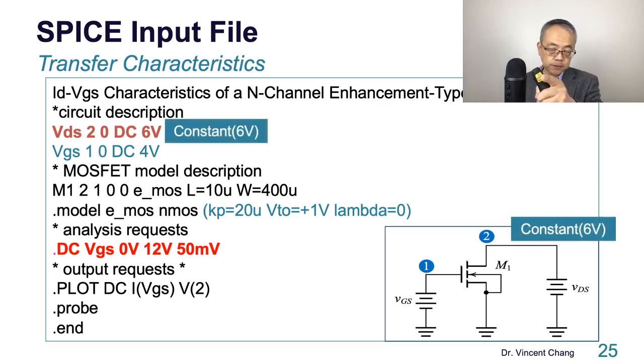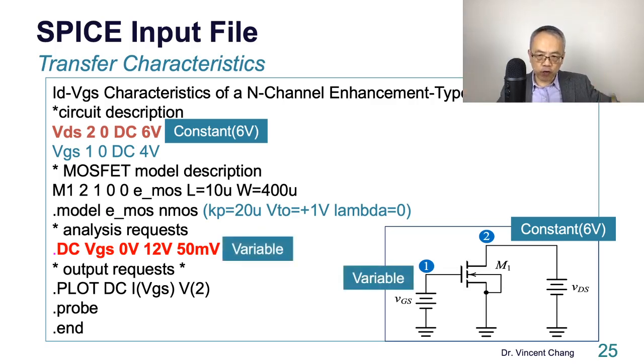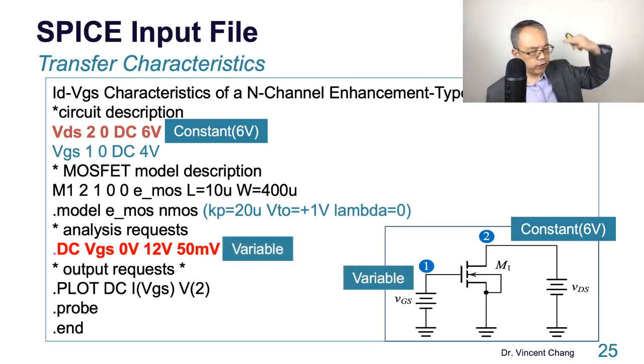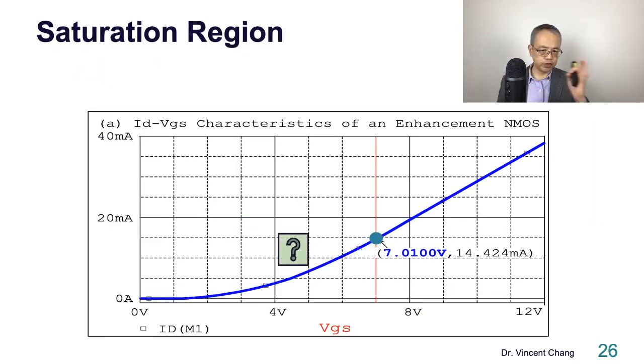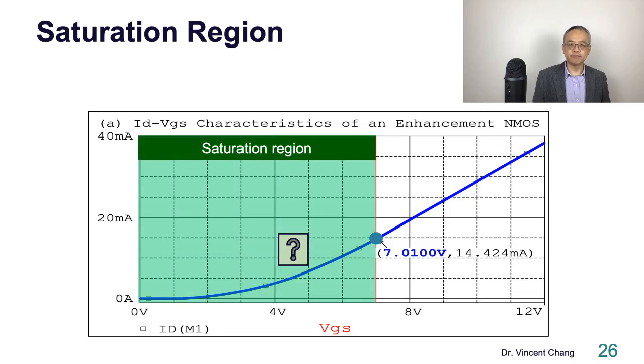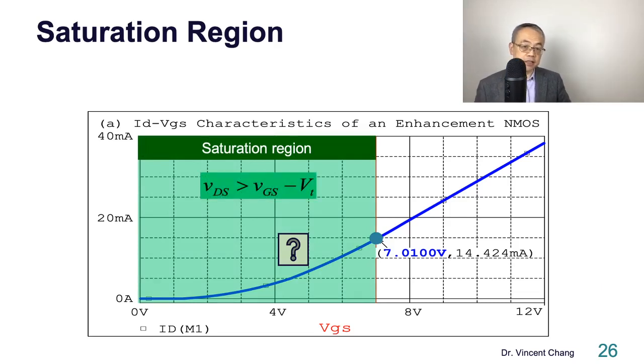Pay attention to this. As I mentioned earlier, VDS is fixed at 6 volt. It's connected to a battery with a constant 6 volt. And VGS is a variable. So VDS is fixed, VGS is a variable, right? VGS varies, VDS is constant. All right? So parabola means what? It means the device is in the saturation region. Why? Because think about this.